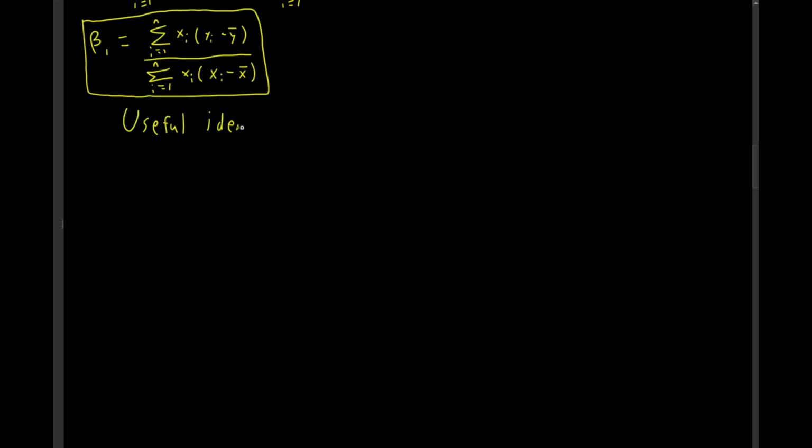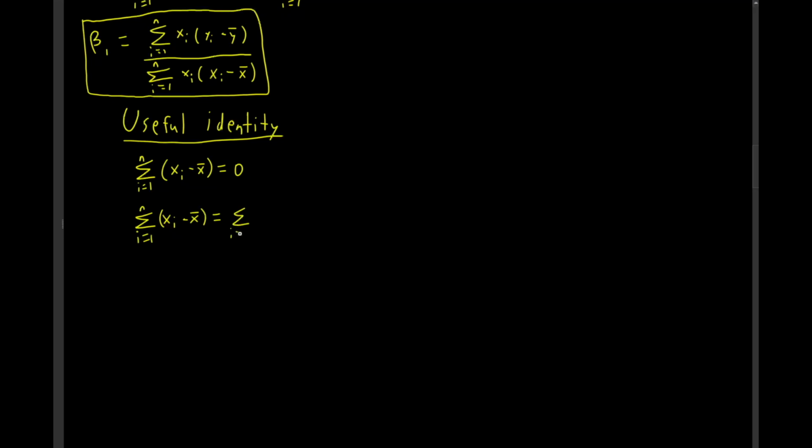First, we'll need a useful identity. The sum from i equals 1 to n of xi minus x bar equals 0. In other words, the deviations from the mean of x to each data point sum to 0. Intuitively, this should make sense. It means that on average, the deviation of a sample from its average is 0. In other words, on average, it's average. But let's prove it. We'll take the left-hand side and show that it equals 0.